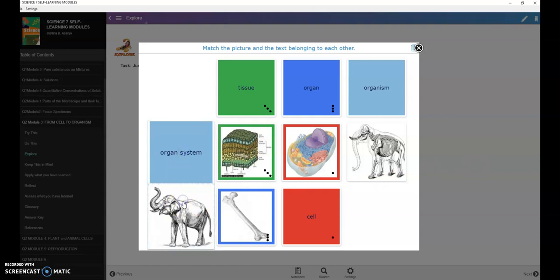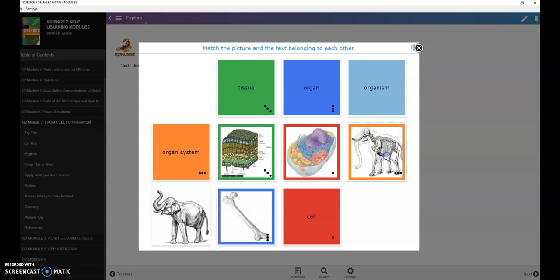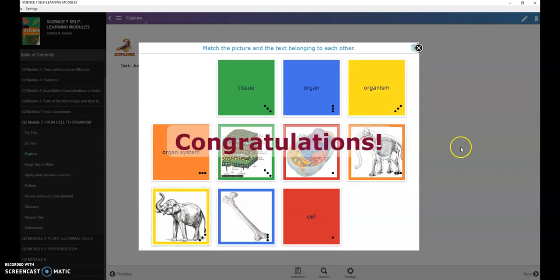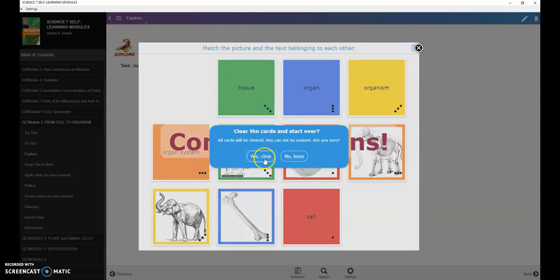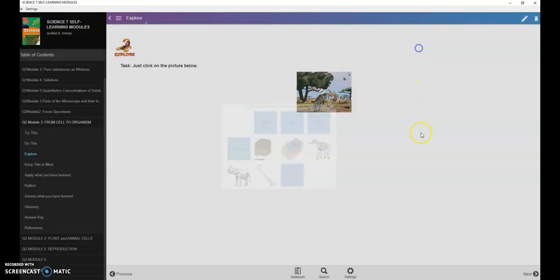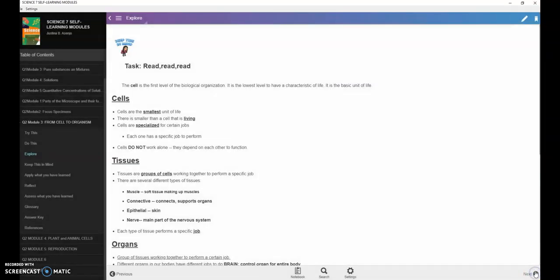Bakit hindi siya mag-highlight? Ay, kasi hindi ito organism, no? Organ system. Organism. Right? So, at magsasabi siyang congratulations kapag tama yung answers ninyo. Clear lang natin at proceed tayo sa next page.